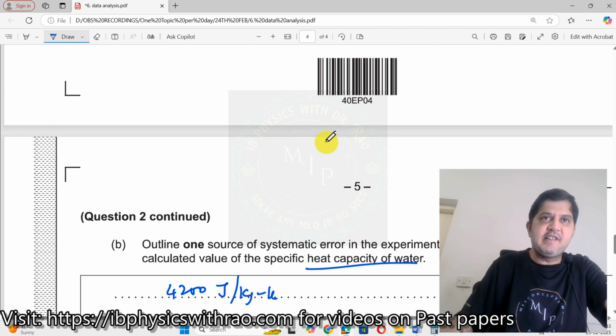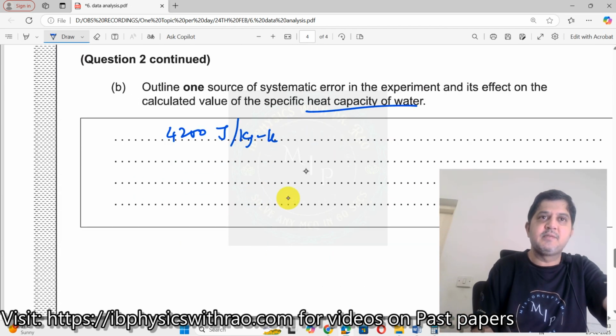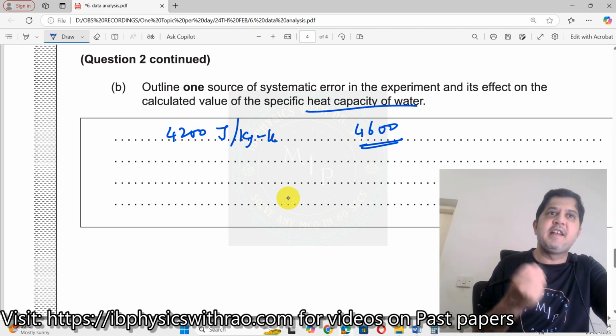But what is the answer I am getting? I am getting 4600, which means something is wrong. I have got a very high value over here. So what is wrong here? What went wrong? Why did I get a higher value?